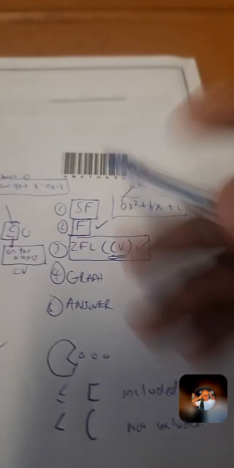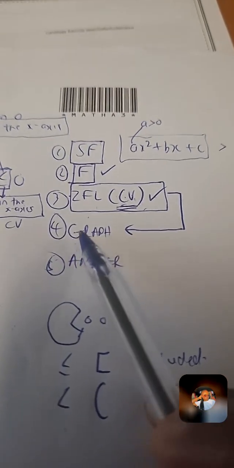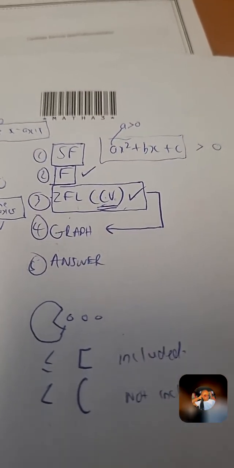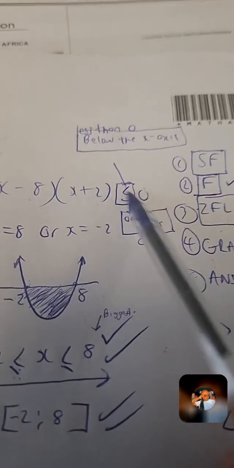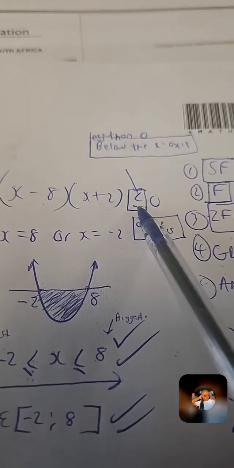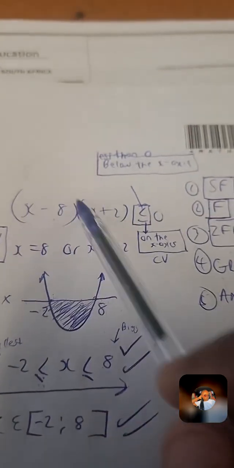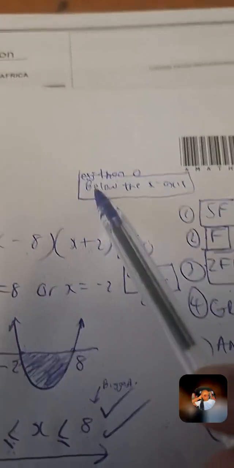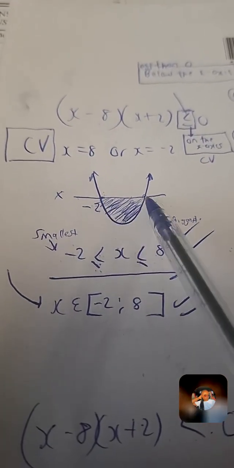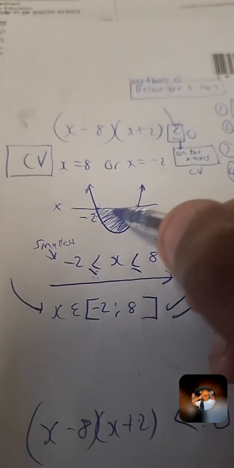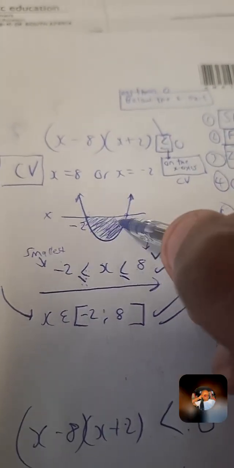Once you have them, you represent your critical values on a graph so that we can read from the graph what our answer is for the inequality. Then you can interpret what the symbol means. Less than or equal to 0 means that this function is less than 0, in other words, it's below the x-axis. Where is your function below the x-axis? It's between -2 and 8. Hence, I shade this region to indicate that from -2 to 8, that's where my answer is.